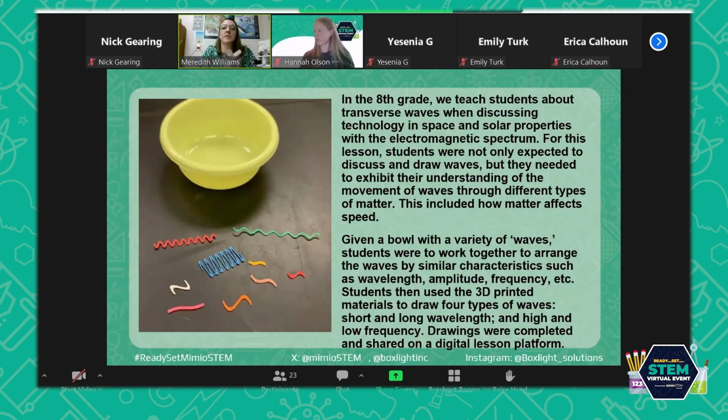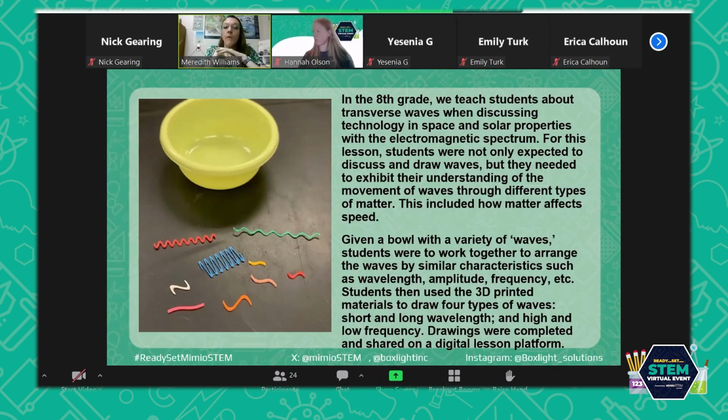So we teach students about transverse waves. Again, this is part of review, when discussing technology in space and solar properties with the electromagnetic spectrum. For this lesson, I print different types of waves with different wavelengths. I'll have the long wavelength, I'll have the short wavelength, and I make them huge. I make them big, so they're really able to see the differences between them.